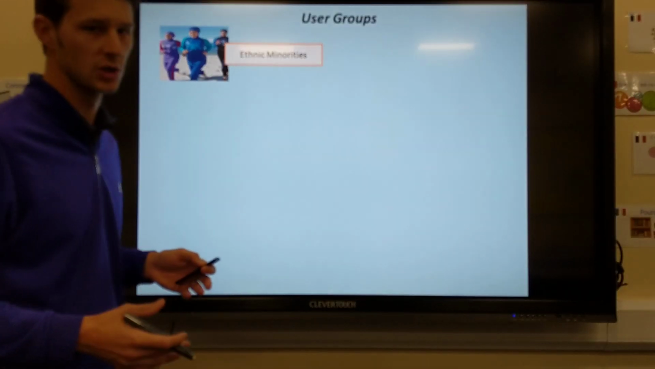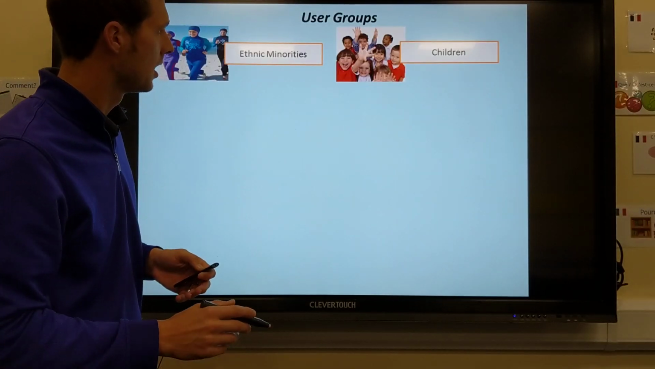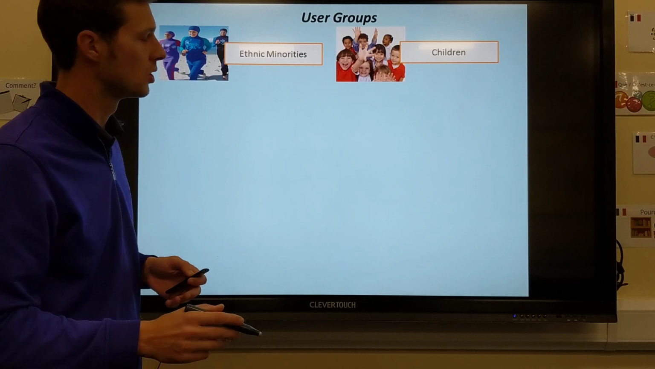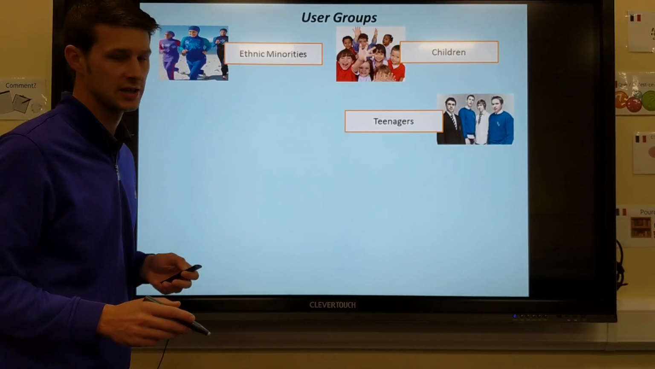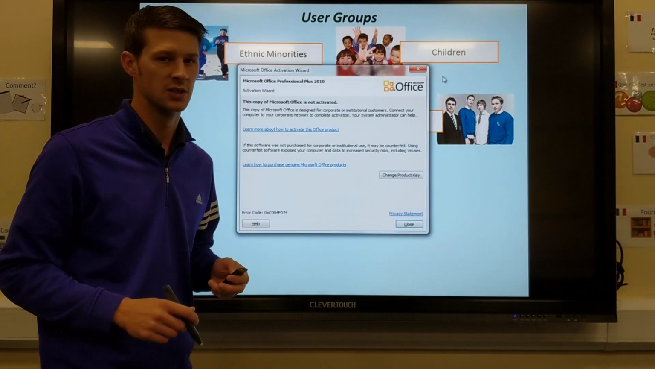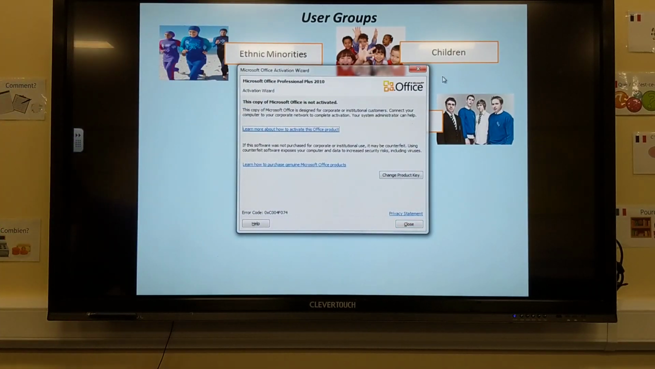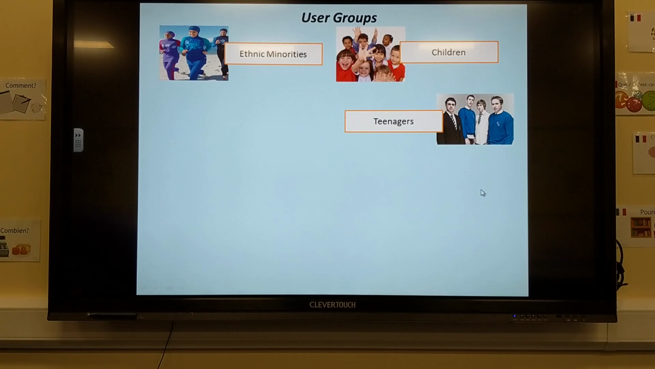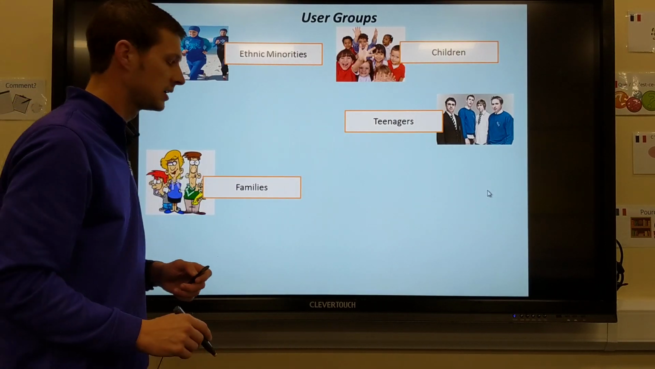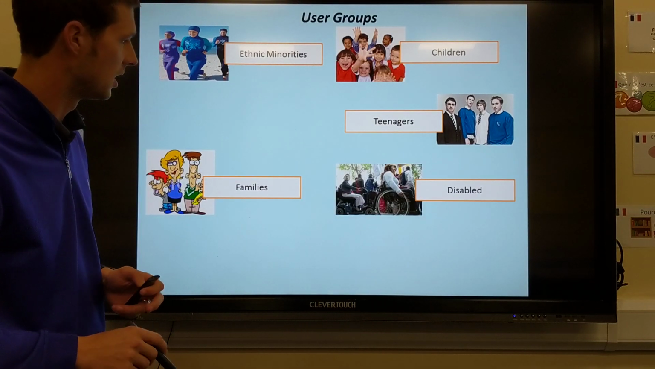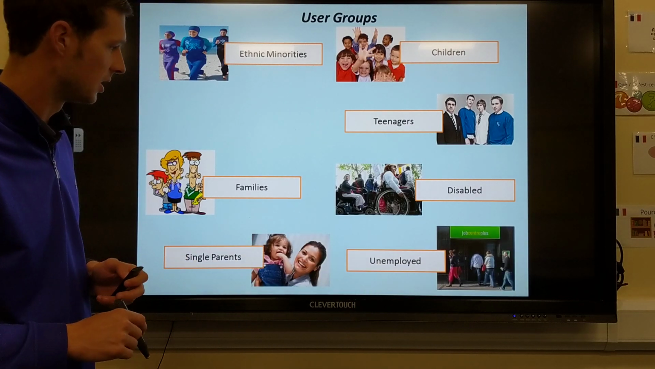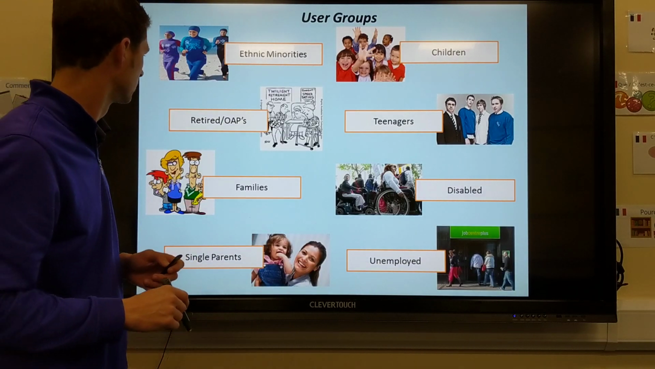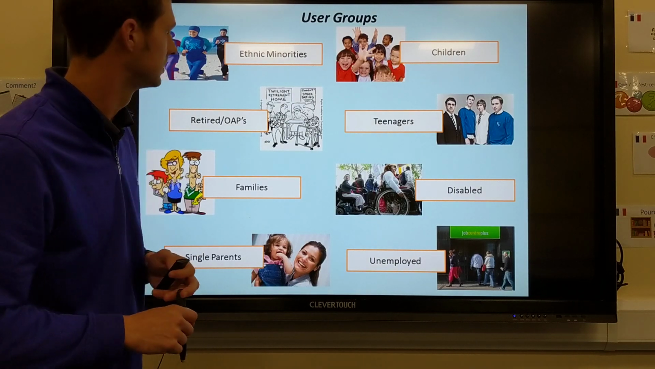So they put them in 8 or 9 categories. You've got ethnic minorities, children, so anyone aged 12 and below, teenagers from 13 to 19, families, the disabled, single parents, unemployed, and the retired or OAPs.